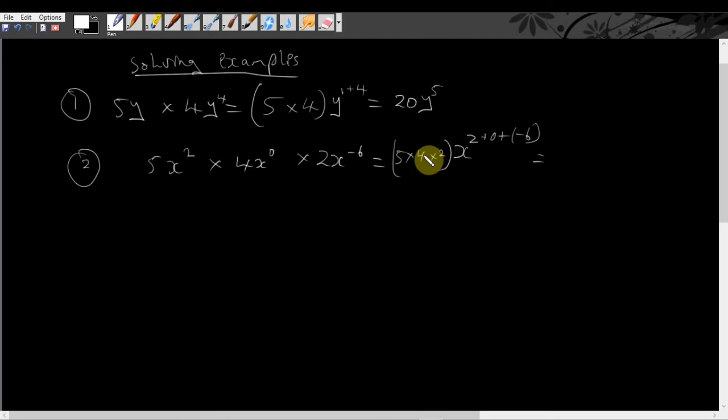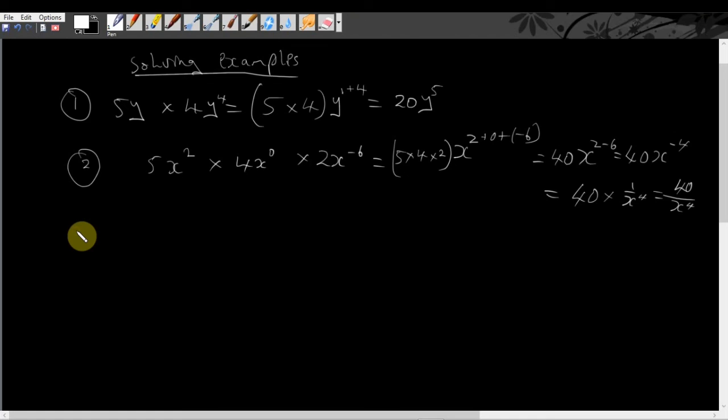This 5 times 4 is 20, 20 times 2 is 40. Okay, x comes now 2 plus 0 is 2. This is plus and minus, which gives us minus, which becomes 2 minus 6, which is 40x to the power minus 4. You see what this one is now becoming? This is becoming negative index. So still explain it like we learned. This becomes now 40 times 1 over x to the power 4, which gives us 40 over x to the power 4.